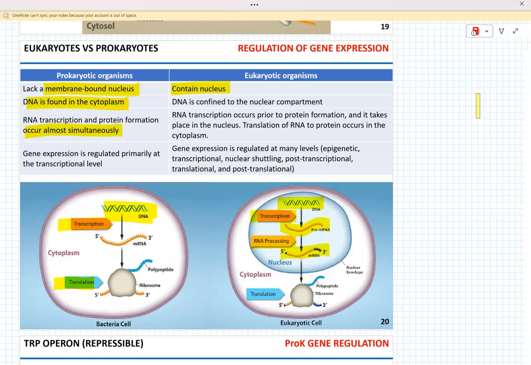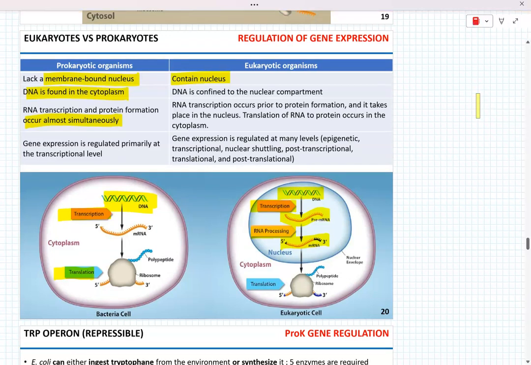This mRNA then must be exported from the nucleus into the cytoplasm or endoplasmic reticulum, where it undergoes translation, during which a polypeptide is synthesized. You can see that in eukaryotes, transcription and translation are clearly separated in both time and space. Gene expression in eukaryotes can be regulated at epigenetic, transcriptional, post-transcriptional, translational, post-translational, and nuclear shuttling or export levels.